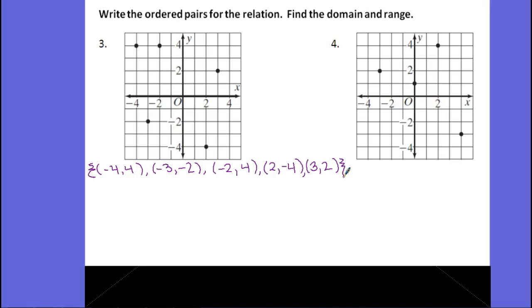Then let's describe it. Is 3 discrete or continuous? Well, when I look at that, it's going to be discrete once again, because I cannot really connect those points in a nice fluid pattern. This one, however, would be a function because none of my x's repeat.